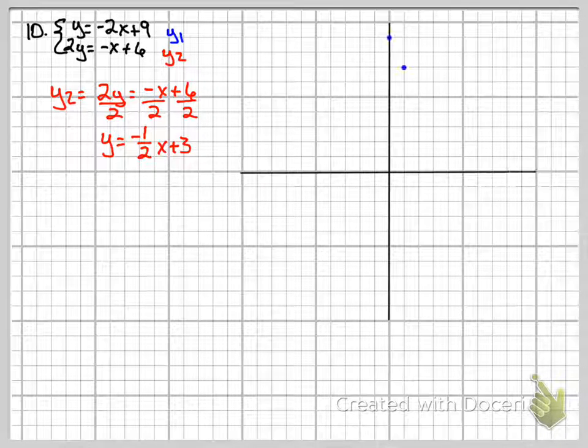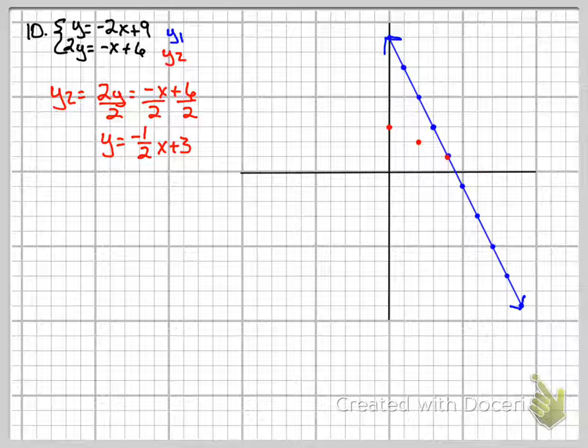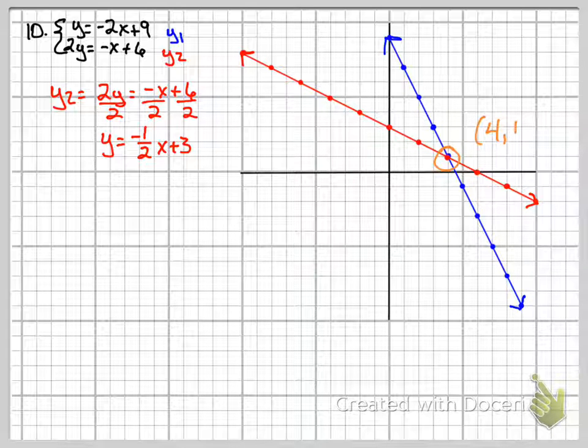All right, let's graph these. My blue line started at, not at 4, but at 9. And my red line started at 3. And we put that in there, and we have one solution where the lines cross at 4, 1.